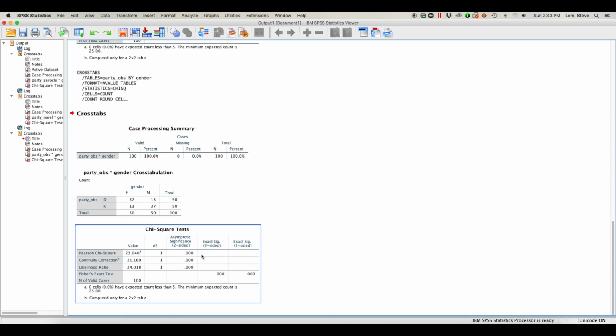So once again, we're looking for that value of the significance level to be less than 0.05, meaning that we want the probability of the null hypothesis being true to be 5% or less. In this case, 0.000 is clearly below the 0.05 threshold, so we would take this to mean that we can confidently reject the null hypothesis at a greater than 95% confidence level and conclude that there probably is a relationship between gender and party ID as we observe in our sample data.